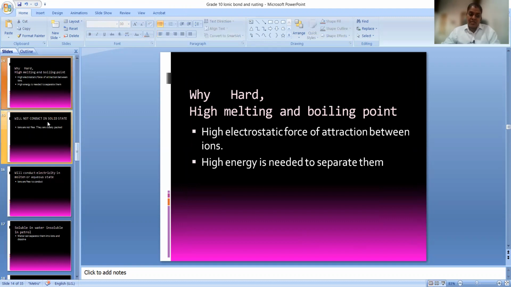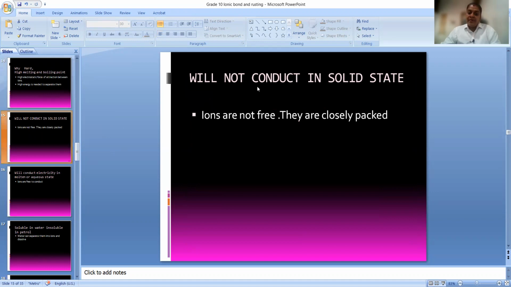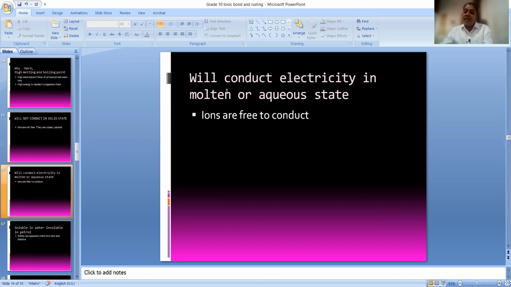Very important question. Why do they not conduct in solid state? They are not going to conduct electricity in solid state. What is the reason? Because in solid state, the ions are closely packed. They are very closely packed, so the ions are not free. That is the reason why they are not conducting electricity in solid state. But they will conduct electricity in molten or aqueous state.